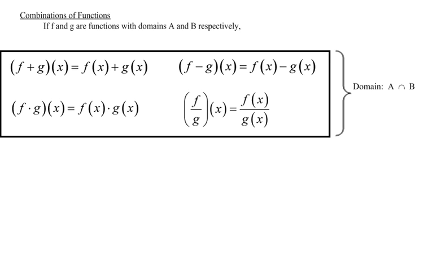Okay, so domain is going to be, well, it says A intersection B. So we're using f and g. If we're adding or subtracting, our domain is going to be the intersection of f and g to get our new domain. Okay, are these functions? So we'd separate, find the domains of each, and it's the intersection of the two. For all of these.